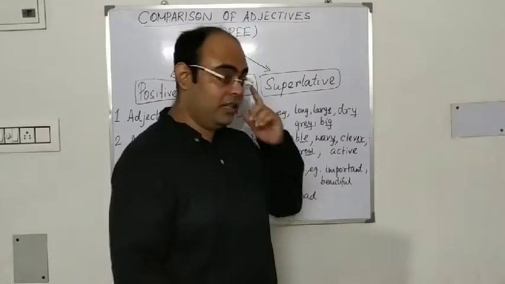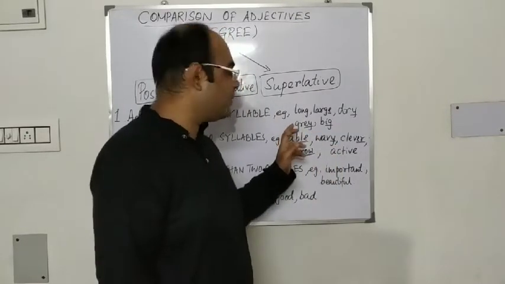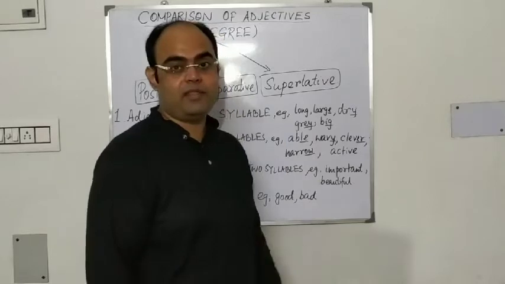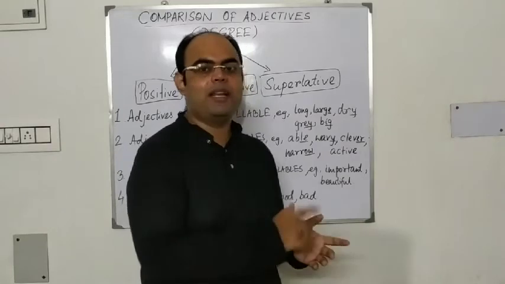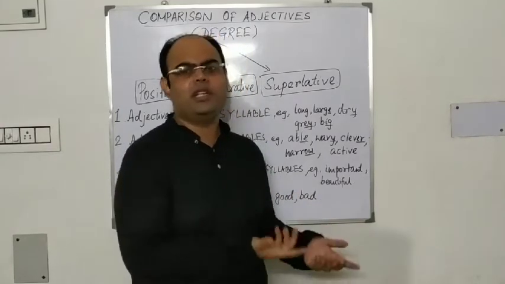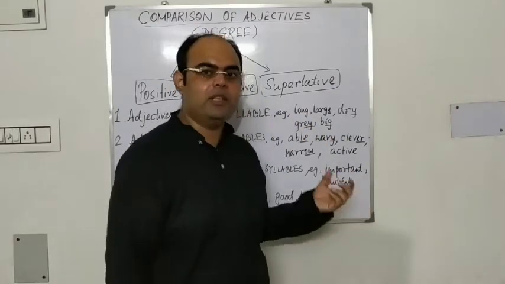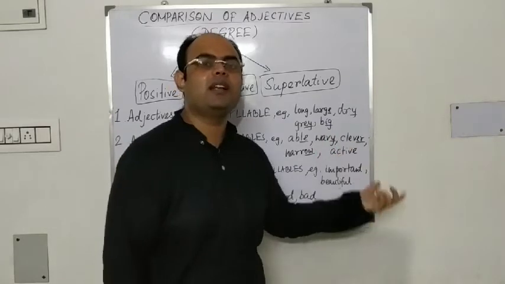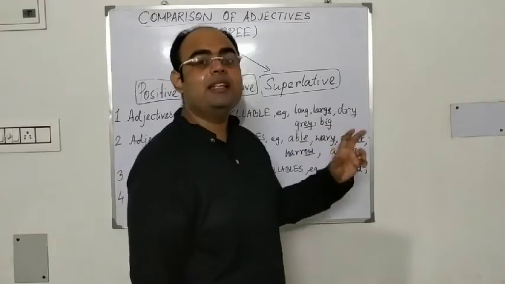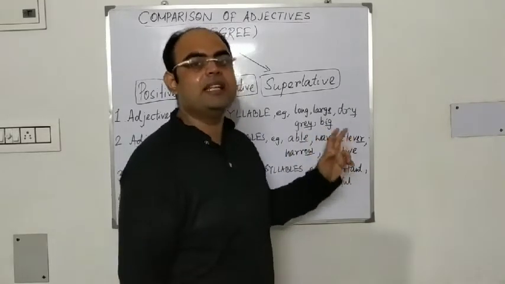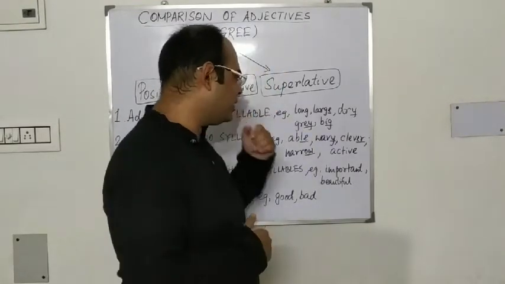So if it ends in Y, this is the rule, but if the Y is preceded by a vowel, so there is a vowel before Y, in that case we will not remove the Y and place I. We will just simply add ER or EST. So grey, G-R-E-Y, if we want to change it to comparative degree, we will add ER, G-R-E-Y-E-R, greyer. And if we want to change it to superlative degree, we will just add EST. So it will be G-R-E-Y-E-S-T, greyest.